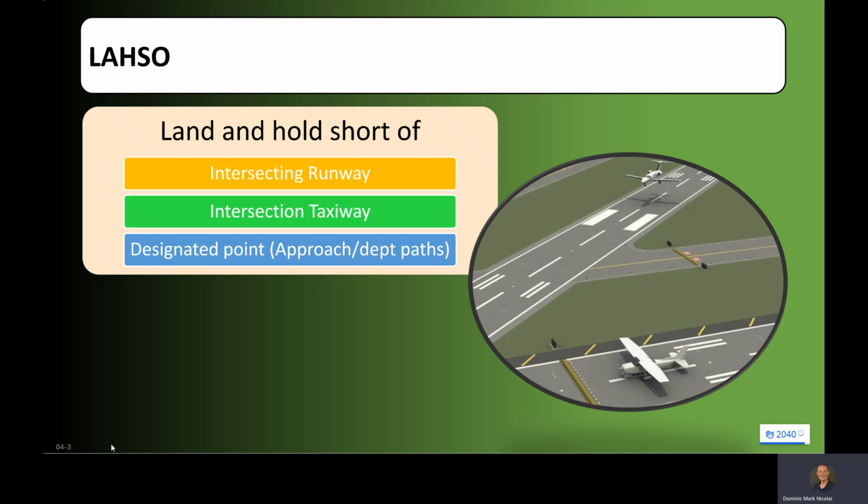And then the other one is a designated point, typically where a runway approach or departure path comes over a taxiway. And if you were to allow another aircraft to taxi through that area, it would be a conflict to a landing or departing aircraft. So those are 3 areas that we're going to be landing and holding short of.